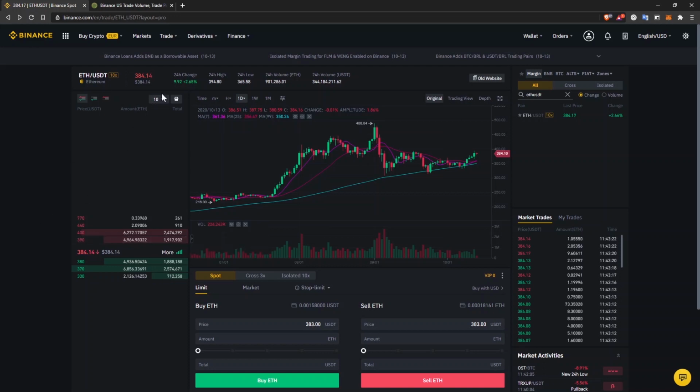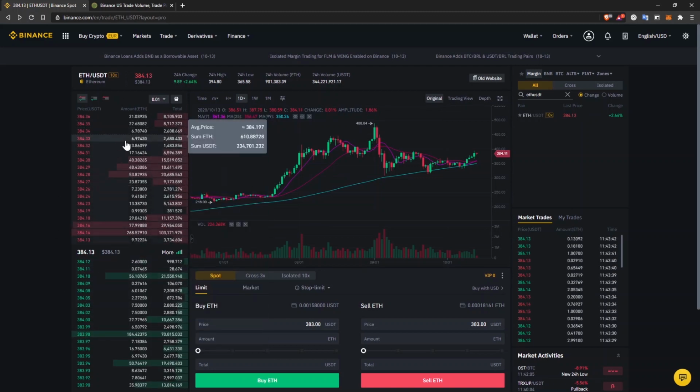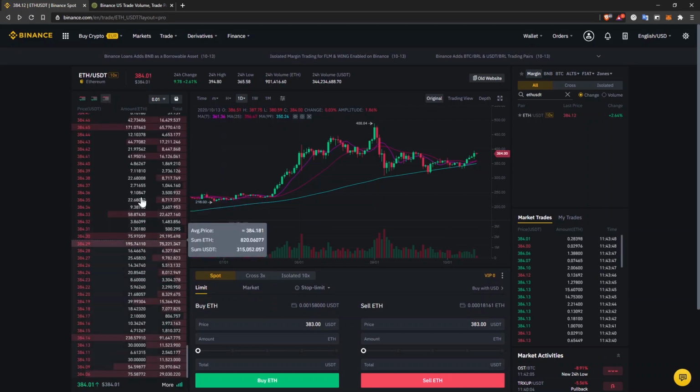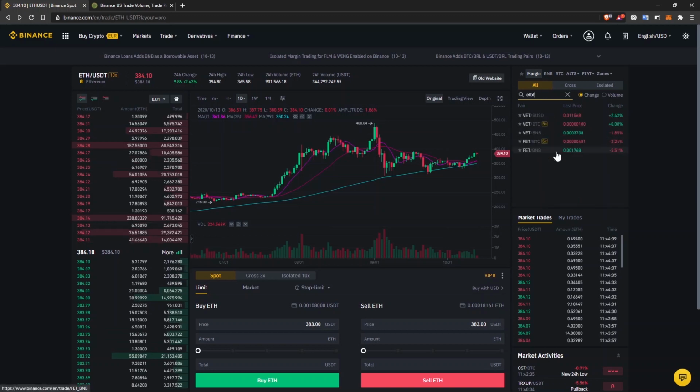I have the precision set to 10 here, and I'm going to select 0.01, and you can see all the orders with this precision. If you want to, you can select here to see only the buy orders or only the sell orders, but I prefer to see both of them. But here you are not limited only to stable coins. You can even buy Ethereum with Bitcoin if you want to.